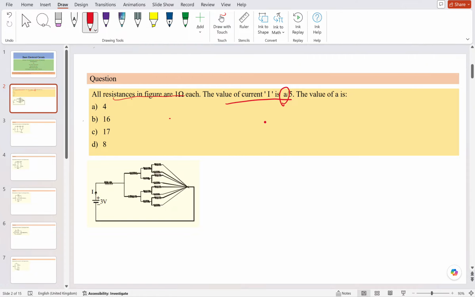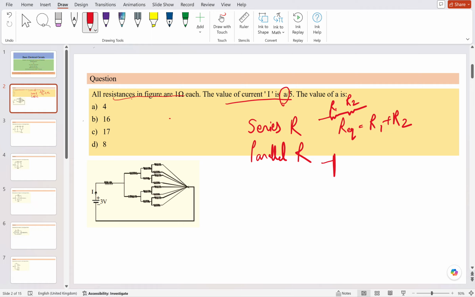There are two things we have seen either in the lecture, or if you have studied basic electrical in class 11 and 12 physics: the series connection of resistors and the series-parallel equivalent. If two resistances R1 and R2 are in series, R equivalent is R1 plus R2. If two resistances R1 and R2 are in parallel, R equivalent is R1 R2 divided by R1 plus R2.